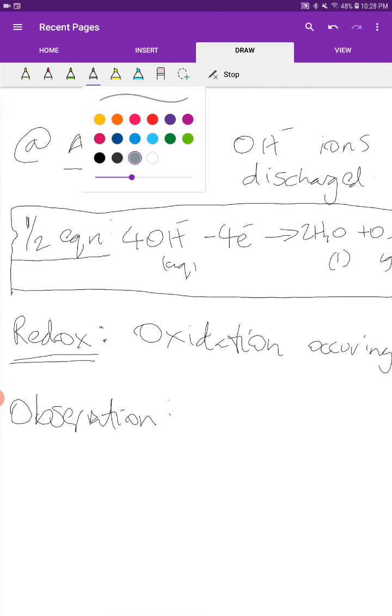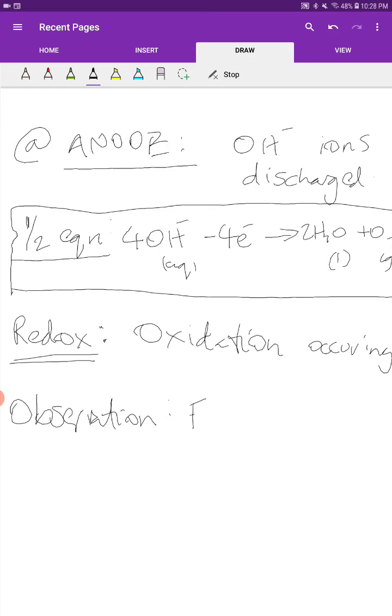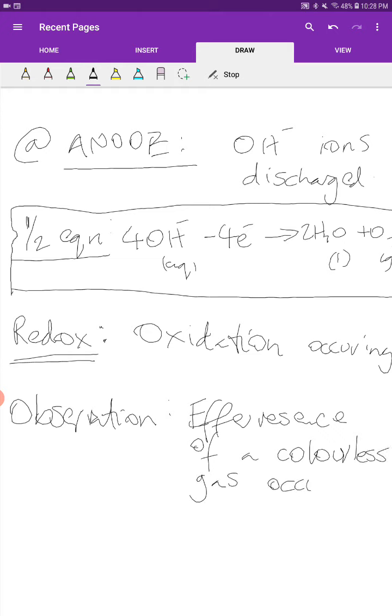So your observation is going to be that effervescence of a colorless gas occurs. So none of this is new from what we did with electrolysis of molten electrolytes. Alright, go back and look at it again.